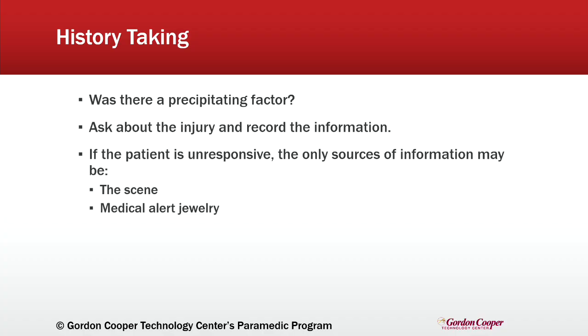Record this information on the patient care record and share it with the hospital staff when you arrive with the patient at the hospital. If the patient is unresponsive and there's no one to provide a history, you can gather information by looking at the scene and checking for any medical alert jewelry.